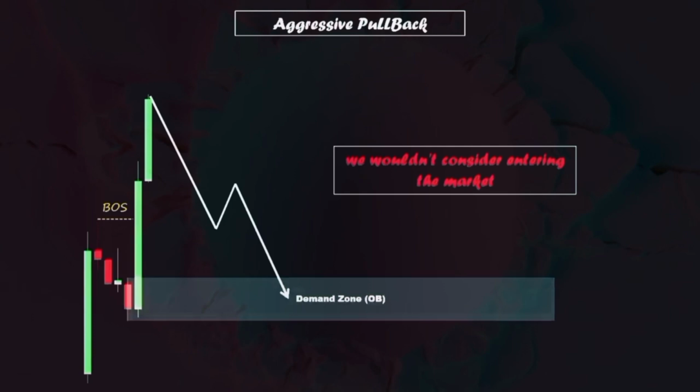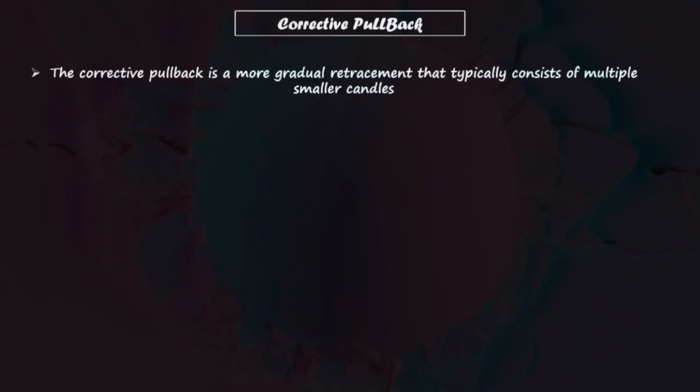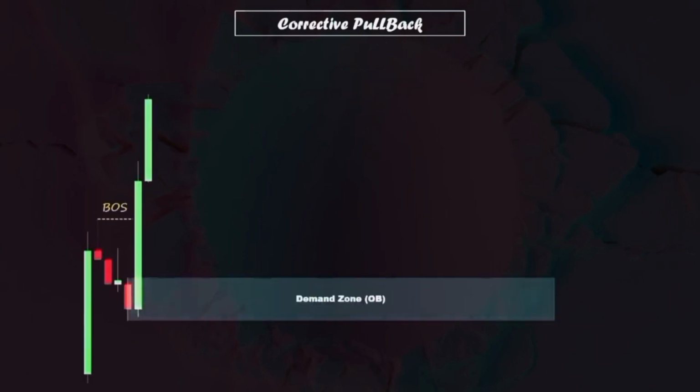Now let's move on to the second type of pullback, the corrective pullback model. The corrective pullback is a more gradual retracement that typically consists of multiple smaller candles. In this type of pullback, price generates several internal structures until it reaches the point of interest, and price subsides its momentum and volatility when it approaches the point of interest.